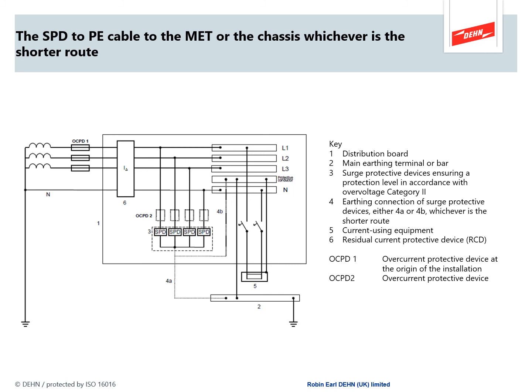The standard will emphasize this point in the appendix where we have the wiring diagrams. And if we look here, we have in the key item number 4, the earthing connection of the SPD, either 4A to the MET or 4B to the chassis, whichever is the shorter route. Only by doing this can you guarantee that you will have the best possible performance in the surge circuit.